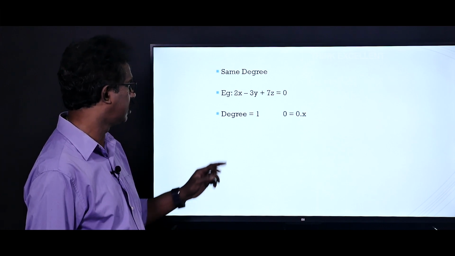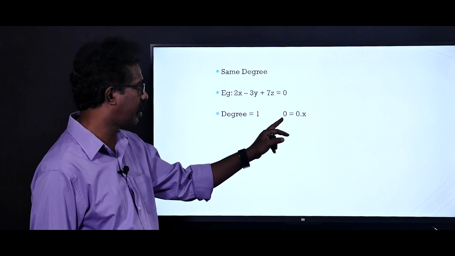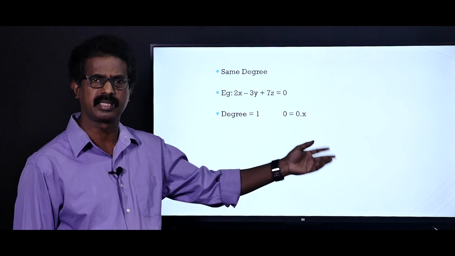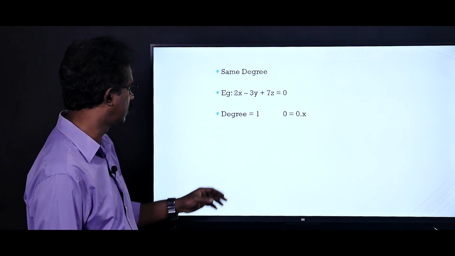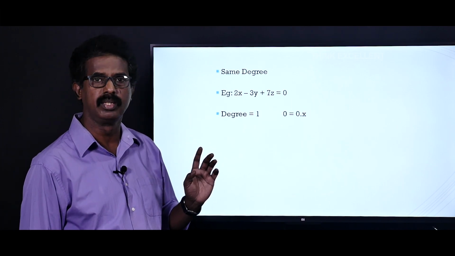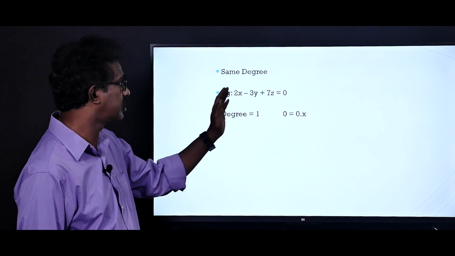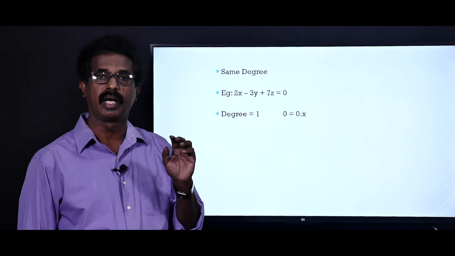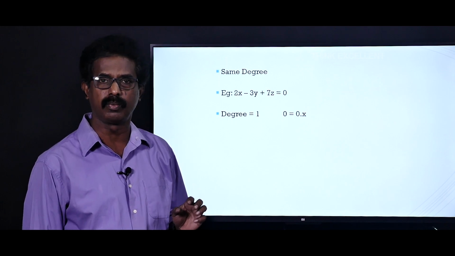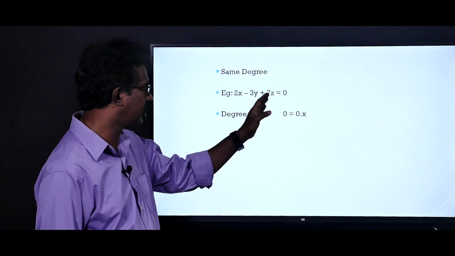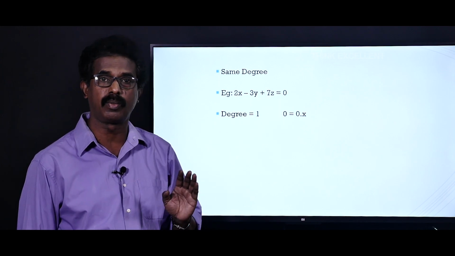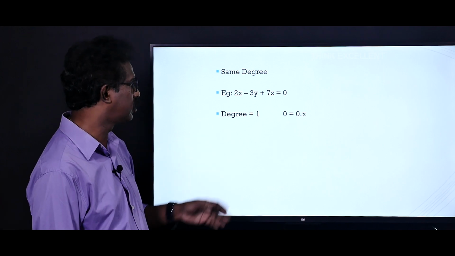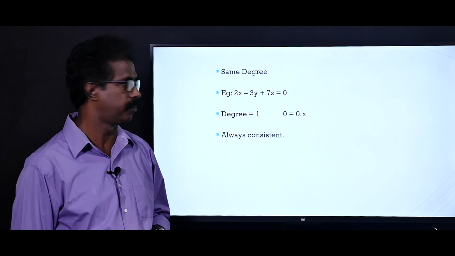Because the degree is 1 for all the terms, 0 can be written as 0 into anything, x, 0 into y or anything you can write. So, it is a homogeneous system. So, we are going to study equations of this type only today. And it is very easy to identify. When you see the equation in x, y, z, and the right side constant values are all zeros, then you know it is a homogeneous system of equations.